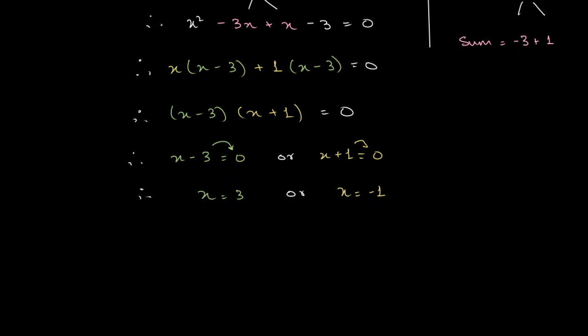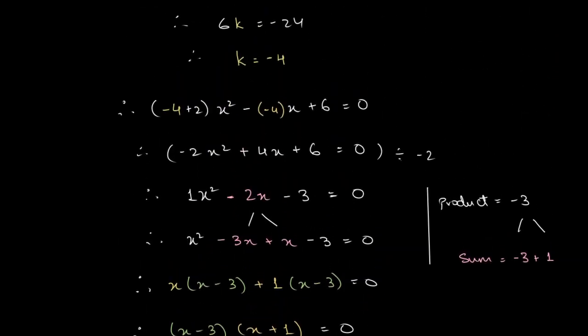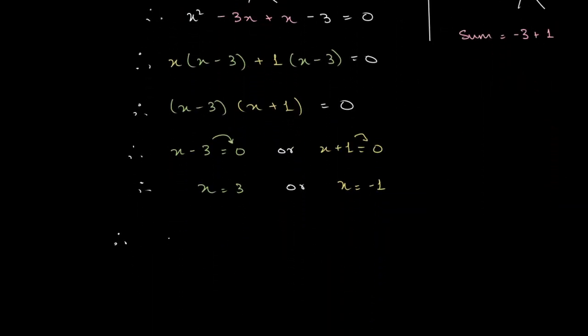So let's just write our final answer now. In the question, they had asked us to find first the value of k, which we did over here. We found the value of k to be minus 4. So therefore, our solution, first one is the value of k is equal to minus 4, and the other root of the equation, that's what they've asked us to find, the other root is x is equal to minus 1. This here is our final answer.